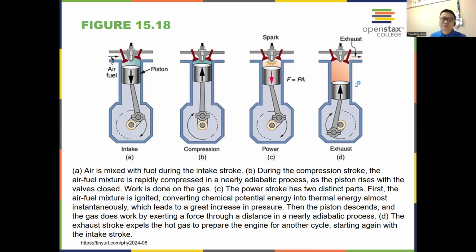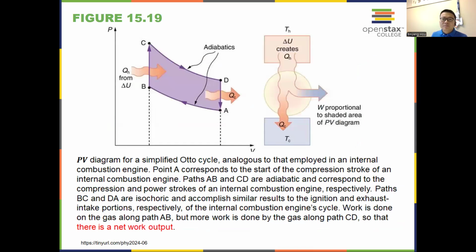So that's a full cycle. The cycle starts from here, takes in air and fuel, compresses further, and then ignites, and then does the work, and then the piston goes back to the original position. All right, this diagram on the right is just a simple representation of the whole cycle, where the engine takes in heat and converts part of the heat into mechanical work, and then excess heat is dumped out.